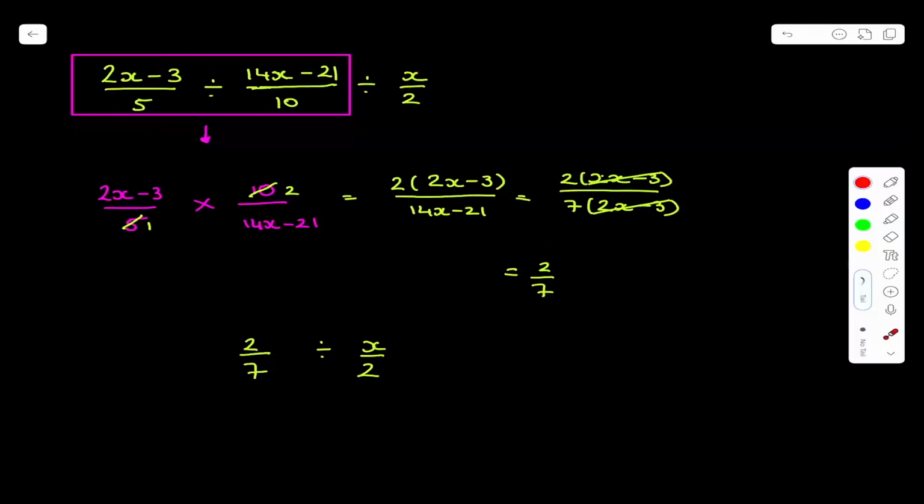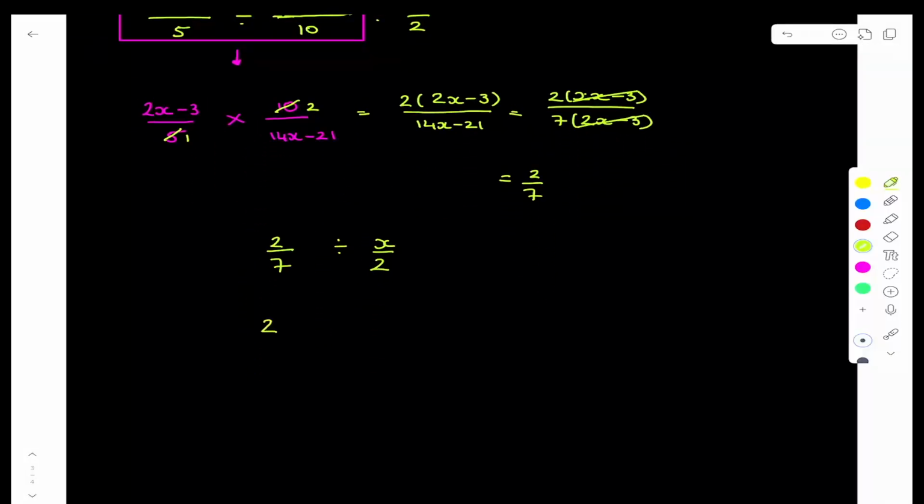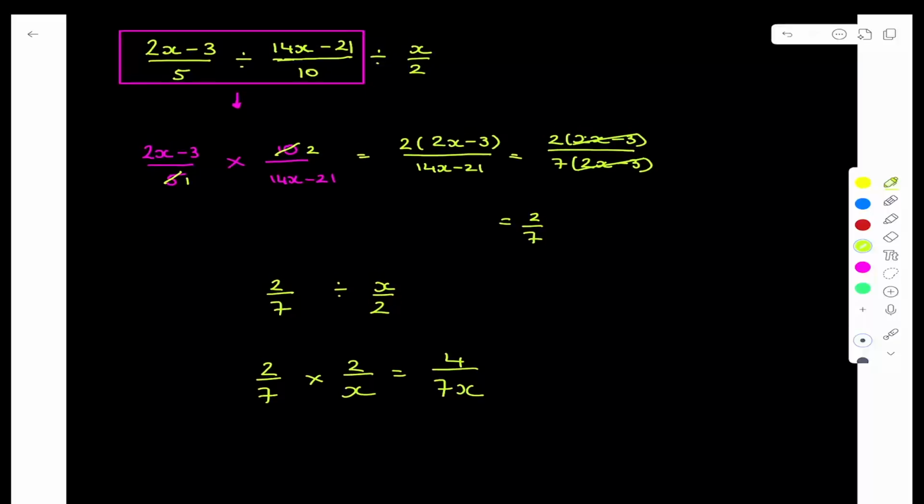So now we could work out this by flipping my second fraction and changing this to a times. And so we would just be left with 2 times 2, which is 4, and on the denominator 7 times x, which is 7x. So that one was a bit more challenging. Hopefully you understood it and you were able to follow through. And you may have even got that correct. Well done if you did.